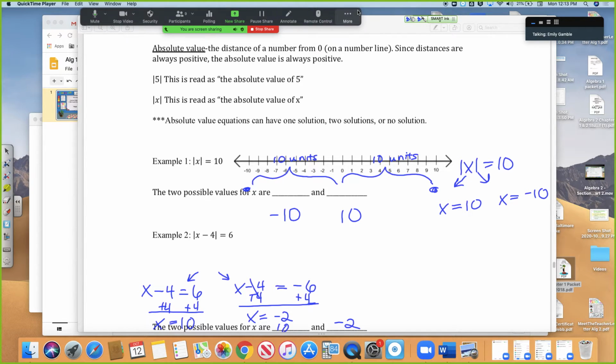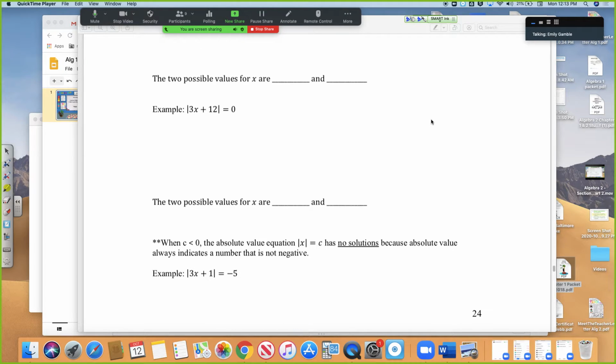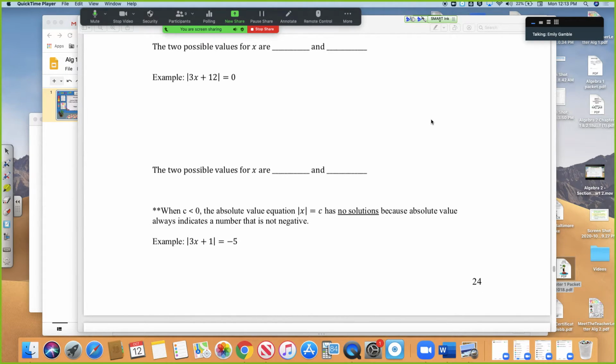All right, if I clear this stuff out and scroll down, we have another example. The example says the absolute value of 3x plus 12 equals 0. So the first thing when we're solving these equations is we split them up into just equations without the absolute value bars. But this one's interesting because when I go to split this up into the two equations, 3x plus 12 equals 0, the second equation would be 3x plus 12 equals negative 0. And that doesn't make any sense because 0 can't be negative. So this one's only going to actually have one solution.